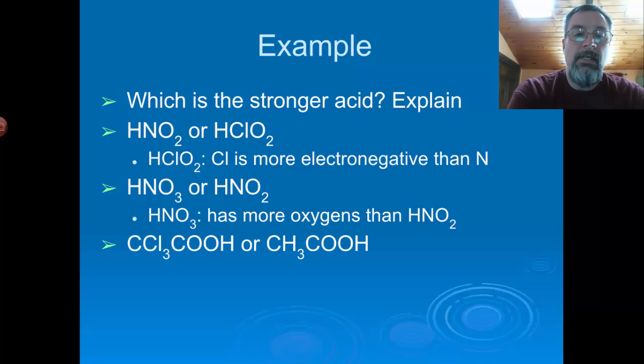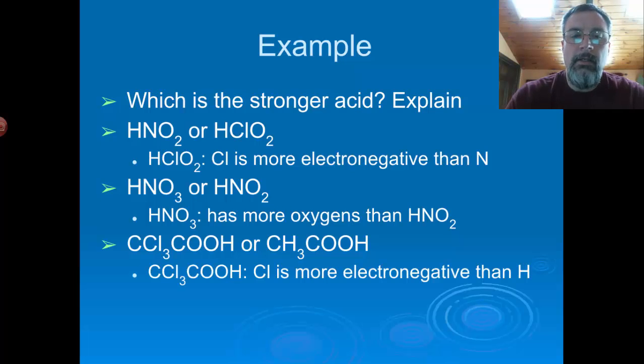How about CCl3COOH, which is called trichloroacetic acid, or CH3COOH, which is just acetic acid, which is the stronger acid there? Well, trichloroacetic acid has these very electronegative chlorines on that carbon, and that pulls electrons away from the ionizable hydrogen. So you can evaluate qualitatively acid strength simply by looking at electronegativities, the amount of oxygens present, and how weak the bond is to the hydrogen.